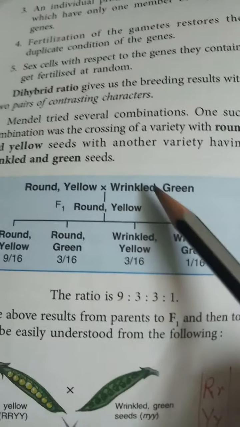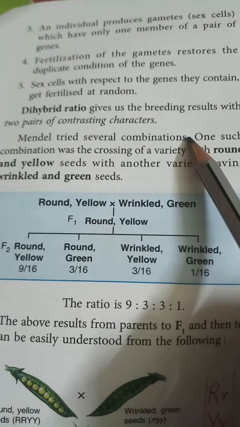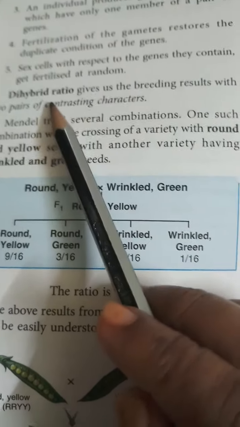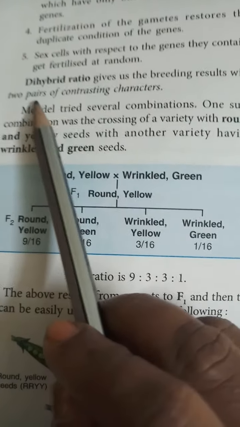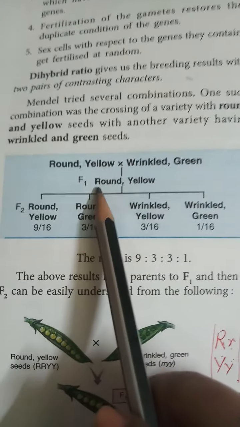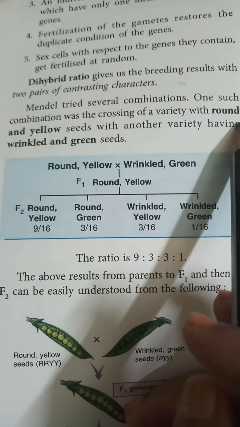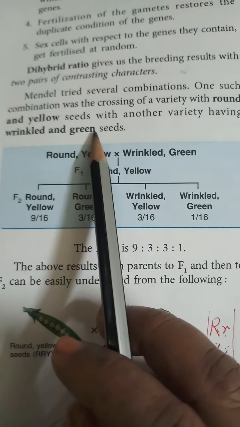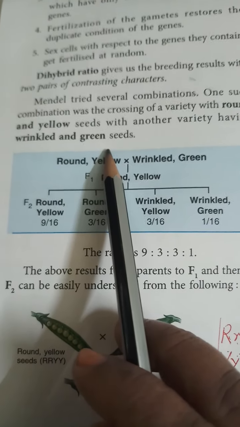Again, Mendel tried several combinations. Then a dihybrid cross, let us see, with two pairs of contrasting characters. Here you can see one such combination was crossing a variety with a round and yellow seed with another variety having wrinkled and green seed.